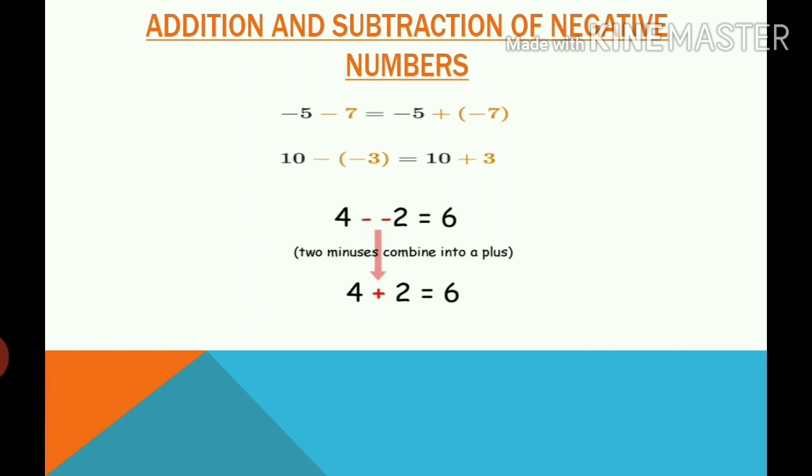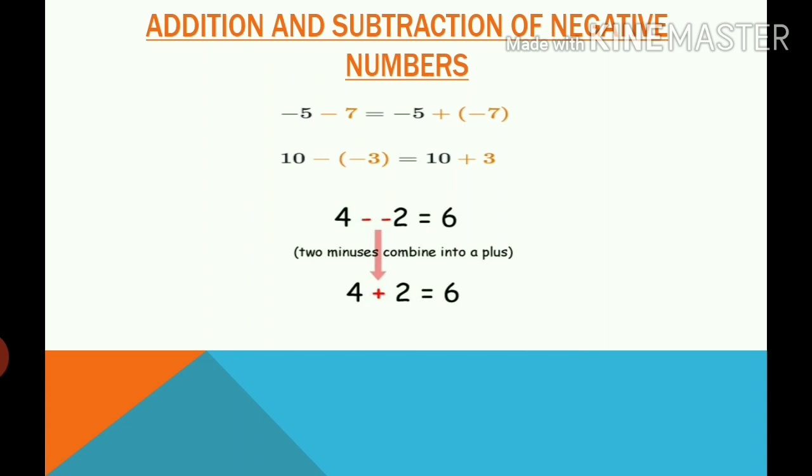In the same way here in the second, two signs are coming together. 10 minus minus 3. So whenever two signs are coming together, you have to multiply them. When you multiply minus with minus, you will get plus. So 10 plus 3 is 13. So plus 13 is your answer.